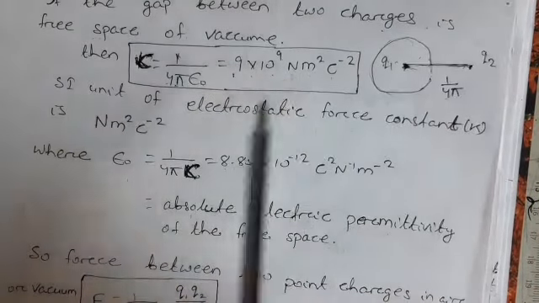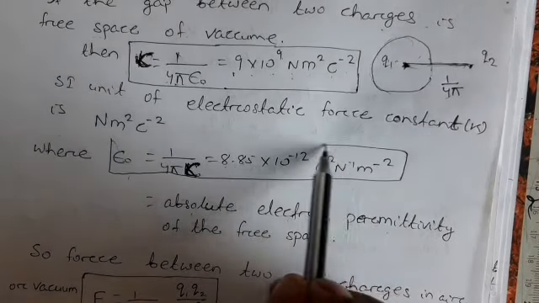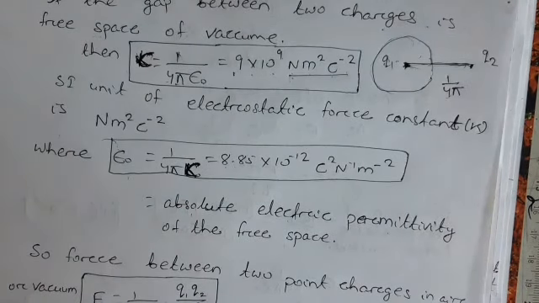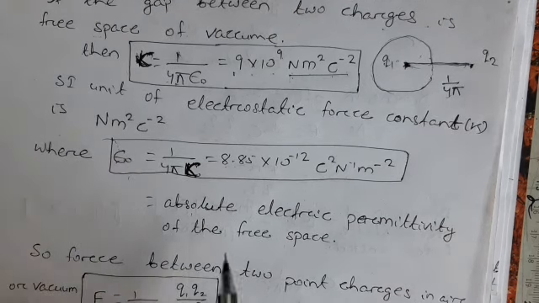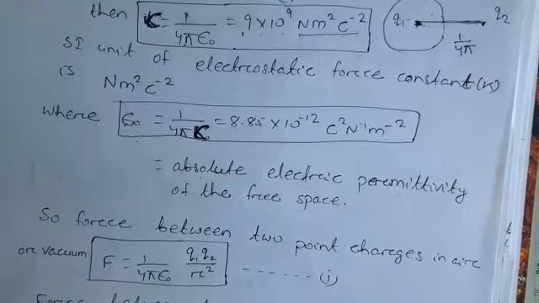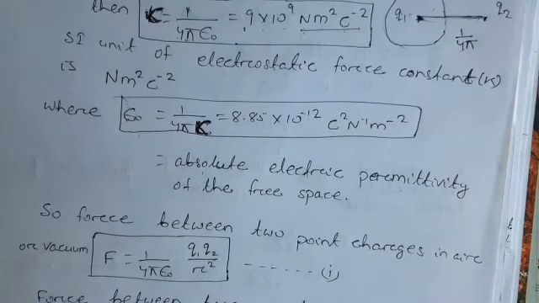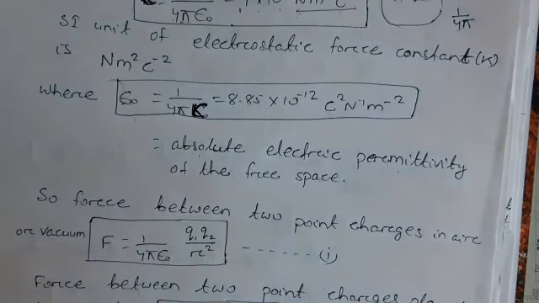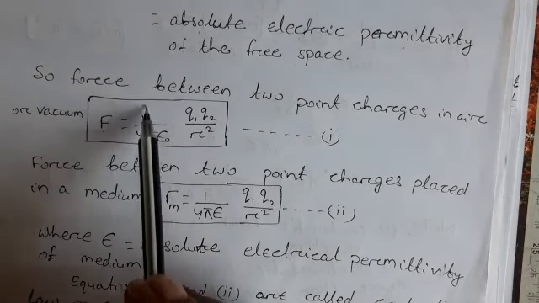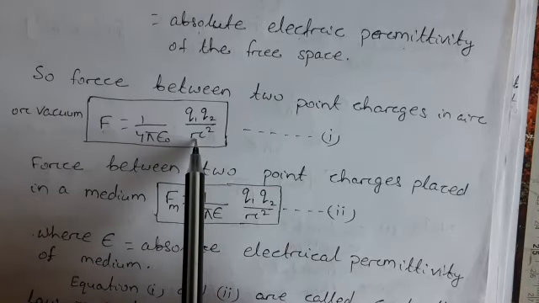So you have to remember this part and also this part. C is the electrostatic force constant, whose unit is Newton meter square Coulomb to the power minus 2. Epsilon naught is the absolute electric permittivity of free space. Then I can write the previous formula. F equal to C, so in place of C what did I put, 1 by 4 pi epsilon naught Q1 Q2 by r square.